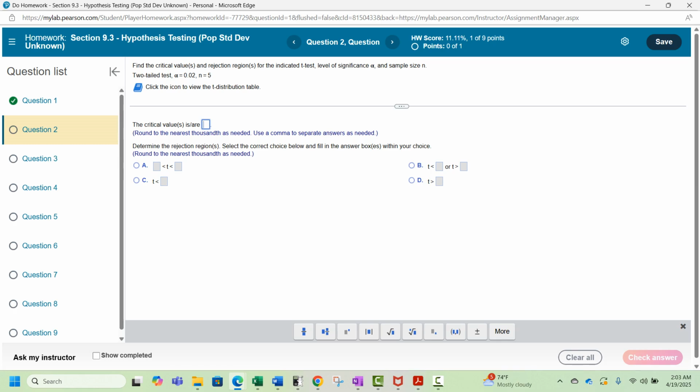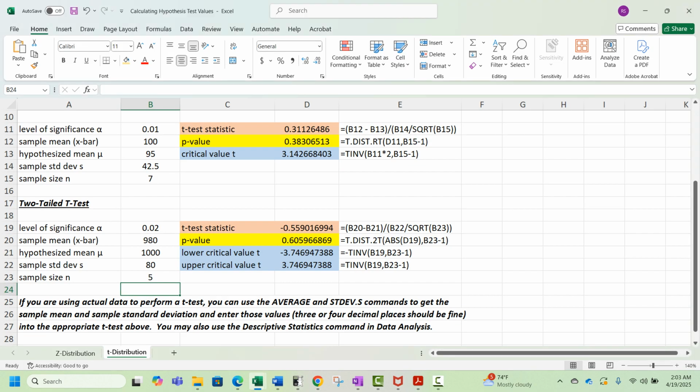So it's going to be answer B for sure because it's the "or." Oh, I'm sorry, let me do this first. It's going to be the same numbers up there though. They want nearest thousandth, so they want 3 decimal places. Negative 3.747.